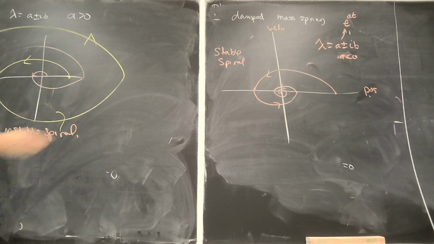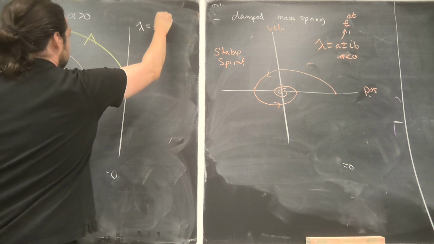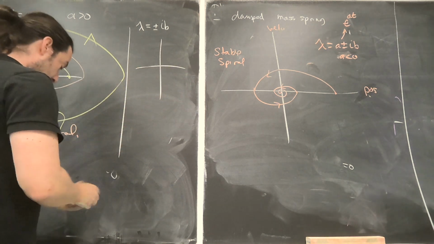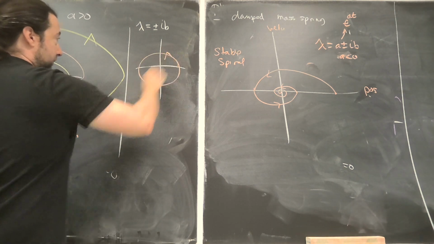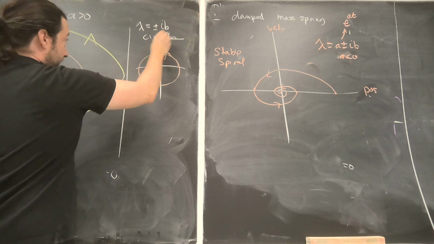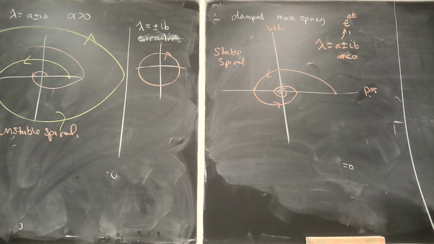And then the case that we started with, where lambda was equal to just plus or minus ib, where there is no a, those are the ones that look like circles. So this is called circular. That's not how you spell circular. Right, so when we have complex eigenvalues that show up for the matrix that determines the equation, we have 3 different behaviors in the solution.